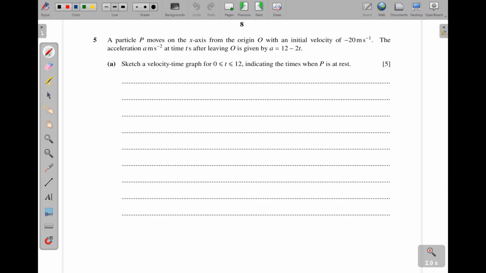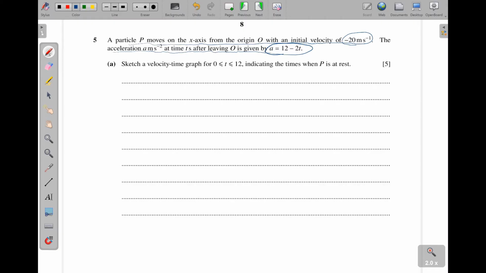Question 5. A particle P moves on the x-axis from the origin with an initial velocity of negative 20 meters per second. The acceleration a meters per second squared at t seconds after leaving O is given by a equals 12 minus 2t. We are given an expression here for acceleration.